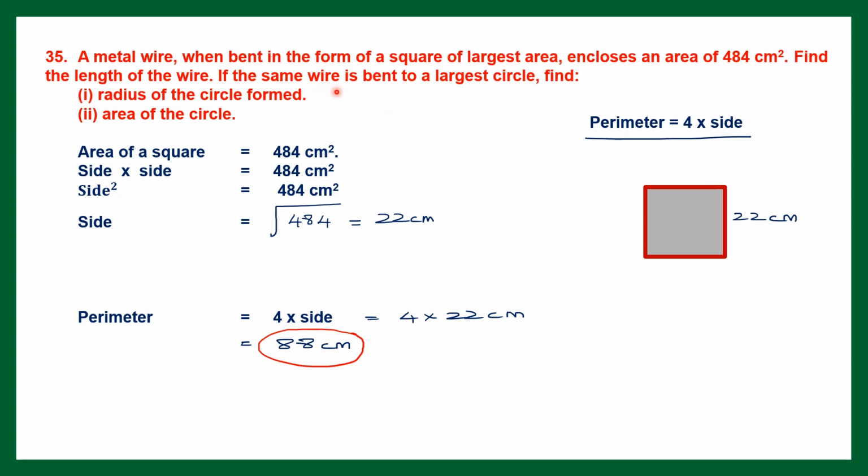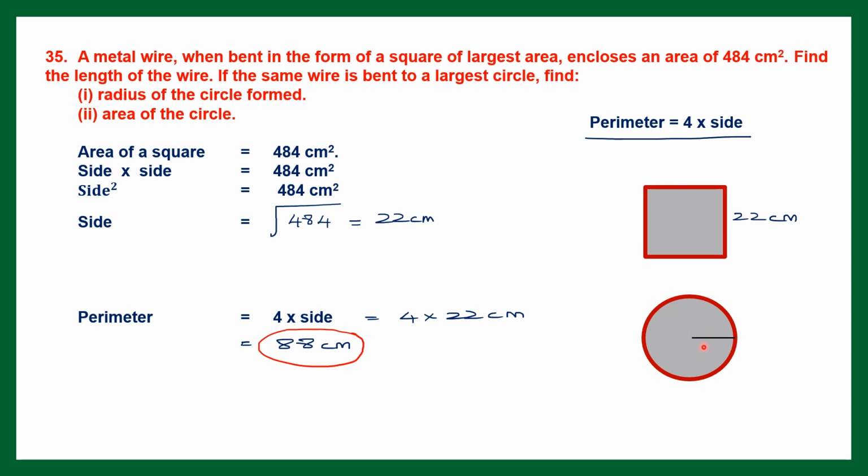If the same wire is bent to a largest circle, so we're going to take it from here and make it a circle now. So we have taken that, we have made it a circle. It's the same wire. Now it is forming a circle. Now what should we do? Find the radius of the circle formed. Radius is this portion. We have to find the radius of this circle that has been formed, and we also have to find the area of the circle. The first question, radius of the circle.